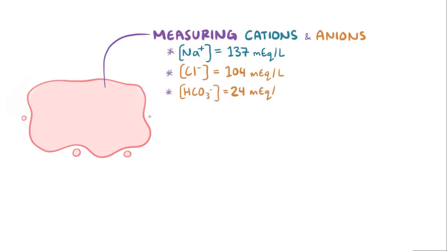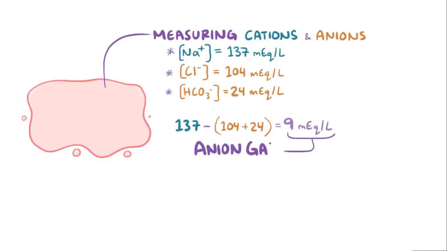24 milliequivalents per liter. So just counting up these three ions, there's a difference, or gap, between the sodium concentration and the sum of the bicarbonate and the chloride concentrations in the plasma, which is 137 minus the sum of 104 plus 24, which is equal to 9 milliequivalents per liter. And this is known as the anion gap, or in other words, how many more cations there are than anions.